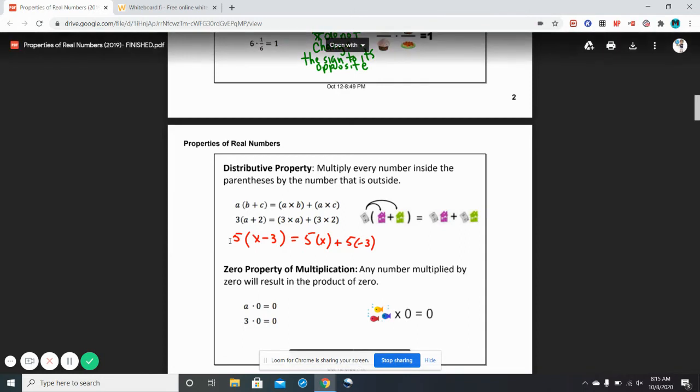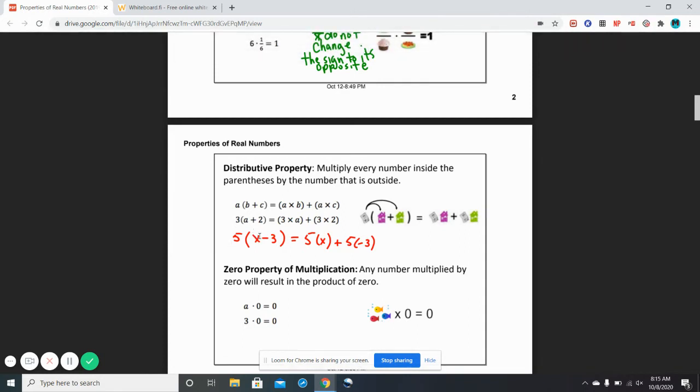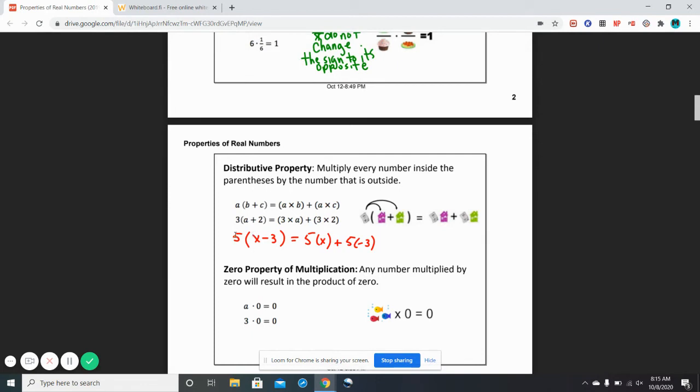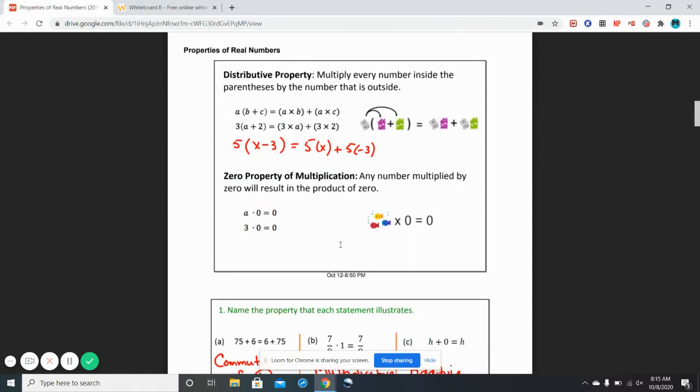So there will always be an outside number, and you distribute it. 5 times x, it'd be multiplying, as you see here. 5 times x, which is technically a 1x, so 5 times 1x equals 5x. 5 times -3 would get you -15.